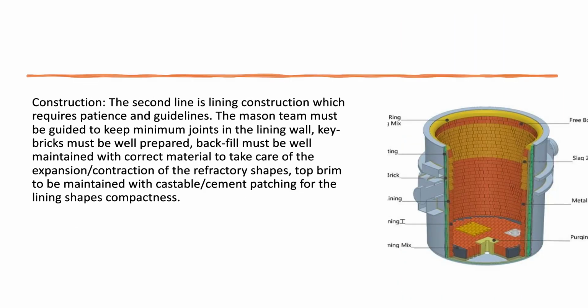Construction. The second line is lining construction, which requires patience and guidelines. The mason team must be guided to keep minimum joints in the lining wall. Key bricks must be well prepared. Backfill must be well maintained with correct material to take care of the expansion and contraction of the refractory shapes. The top brim is to be maintained with castable cement patching for the compactness of the lining shapes.